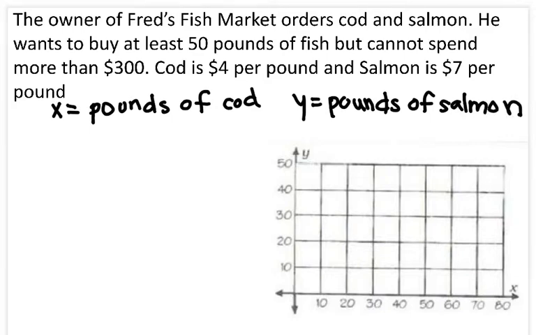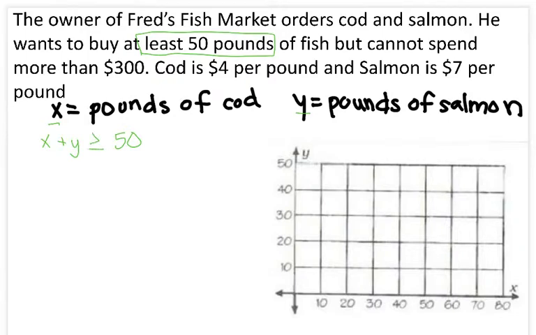So, the owner wants to buy at least 50 pounds of fish, but cannot spend more than $300. So we're going to talk about first the at least 50 pounds of fish. If x is the pounds of cod and y is the pounds of salmon, if we add those two together, we will have the total pounds that the owner buys. And he wants to buy at least 50 pounds of fish. If it's going to be at least 50 pounds, that means that it needs to be bigger than 50. So we're going to have x plus y greater than or equal to 50.